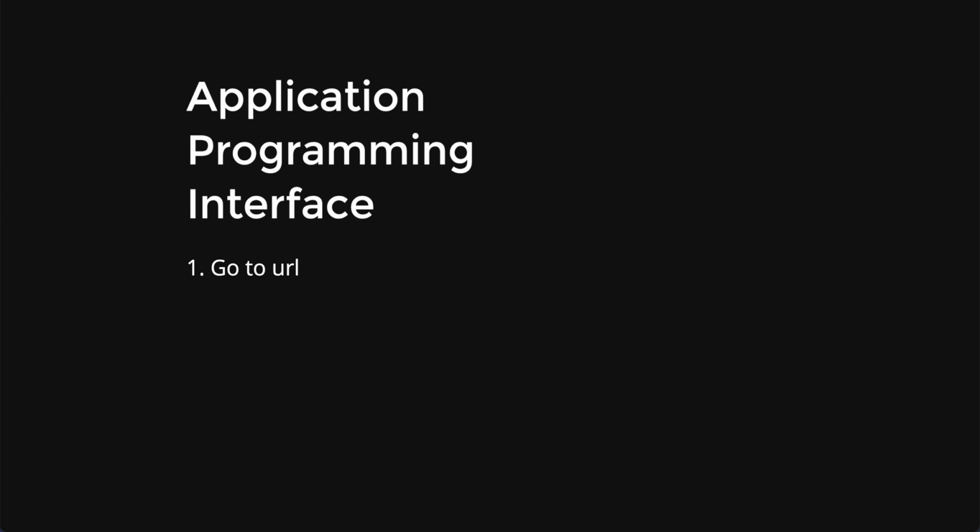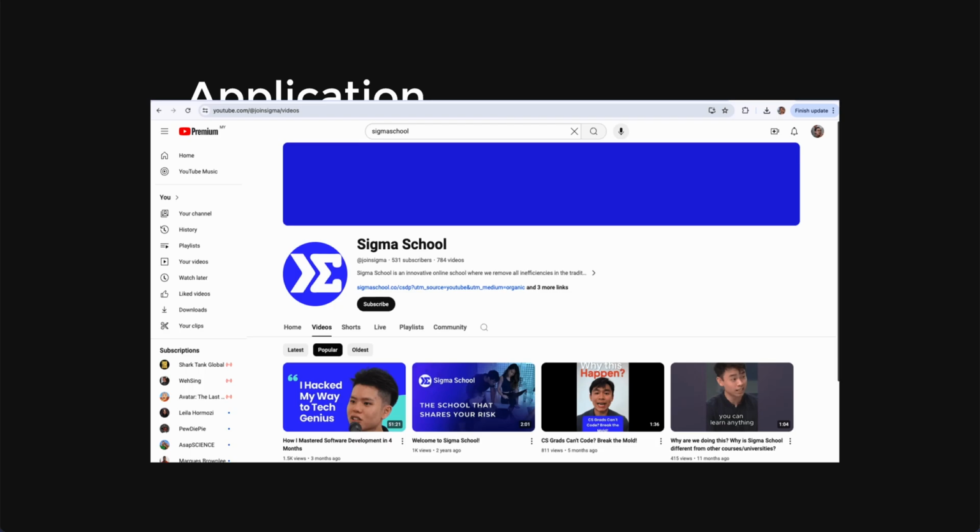There are a couple of steps for an application programming interface. The first step is you go to a URL. Second is you send a request. Third is you wait. And lastly, you receive a response. So let's go through an example where you go to our YouTube channel, which is Sigma School.